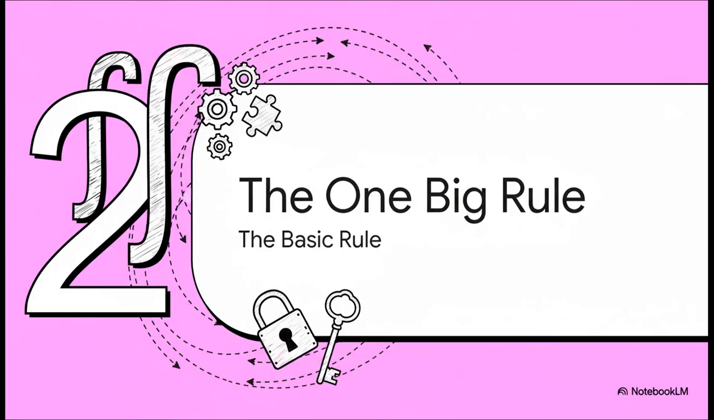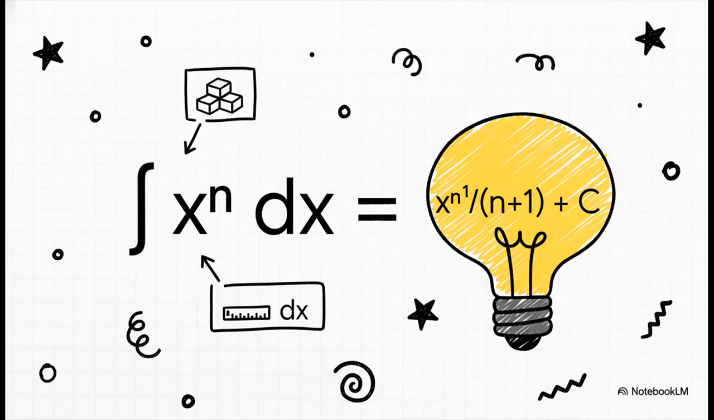Okay, so we've got the what down. Now for the how. I mean, the concept is cool, but let's get our hands dirty and actually solve one. And the best part is, for a ton of these problems, you really only need one big rule. It's like the secret code. And boom, here it is, the power rule.